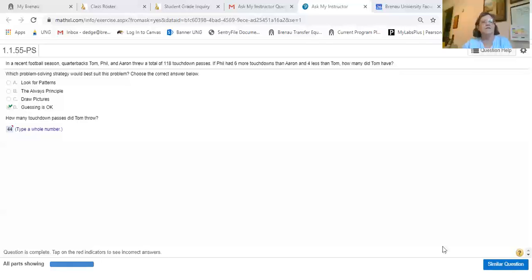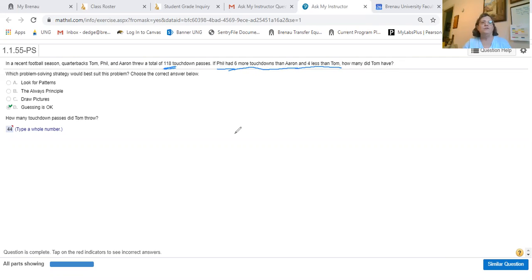In a recent football season, quarterbacks Tom, Phil, and Aaron threw a total of 118 touchdown passes. Phil had 6 more touchdowns than Aaron and 4 less than Tom. How many did Tom have?